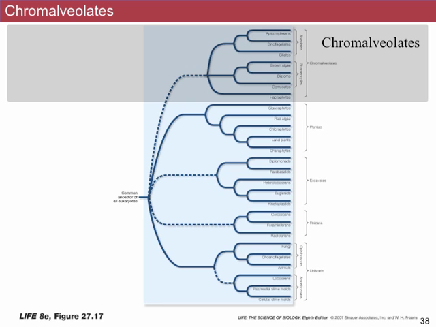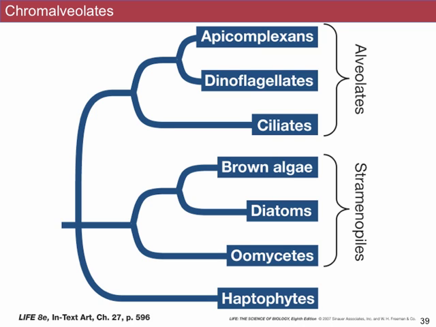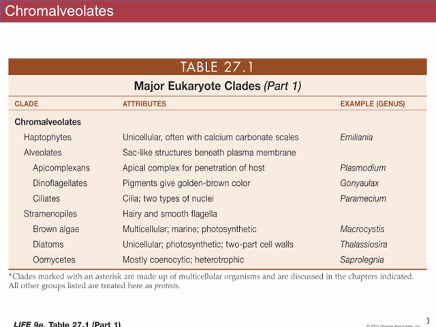If you look within this lineage, there are 7 different major subgroups within the Chromalveolates. Each of them are important and interesting in and of their own, and we're going to quickly go through them. There's a nice table in the book that summarizes a major feature of each of these lineages that I'm going to go through today. It's table 27.1. It's a very long table.